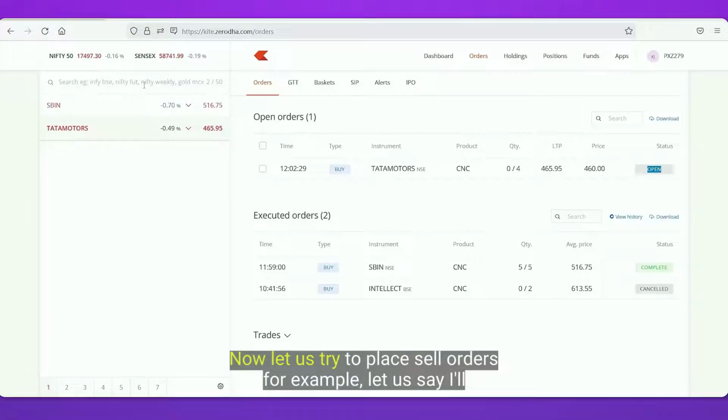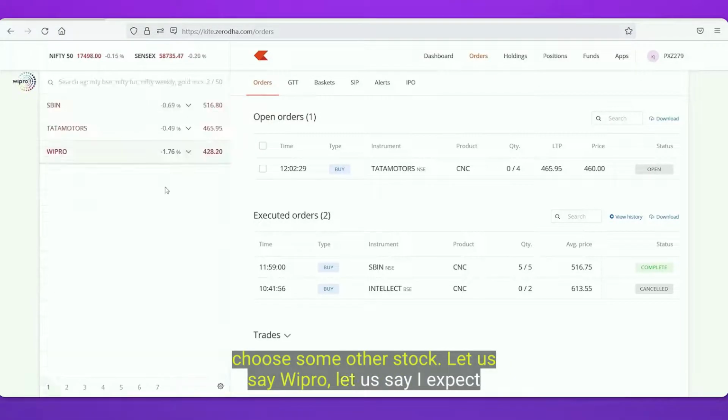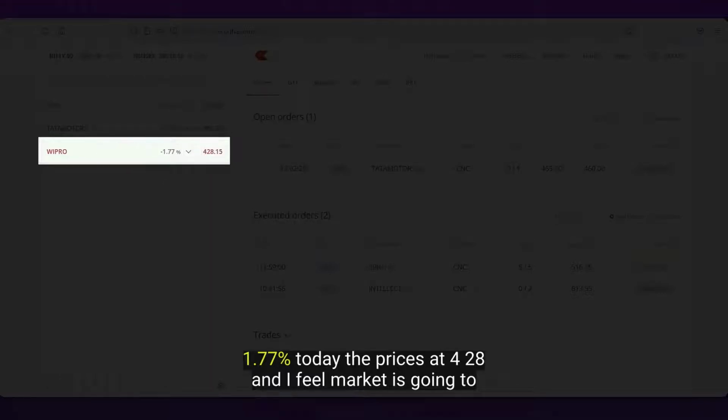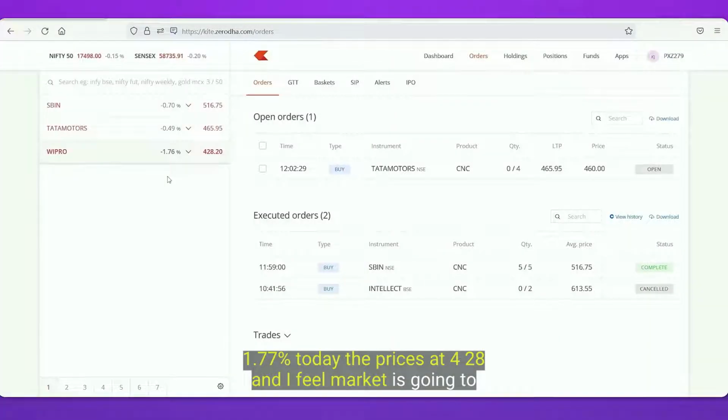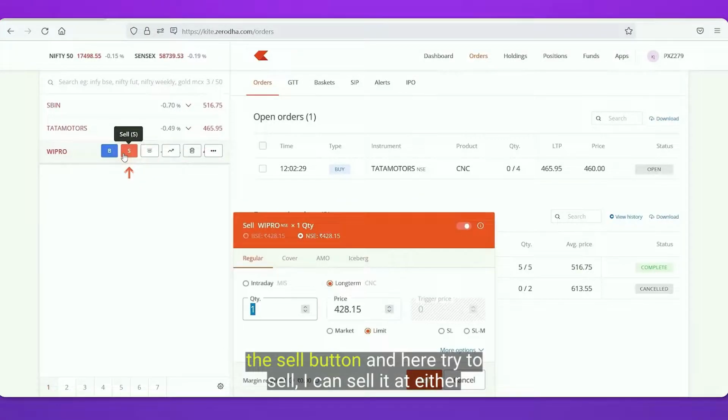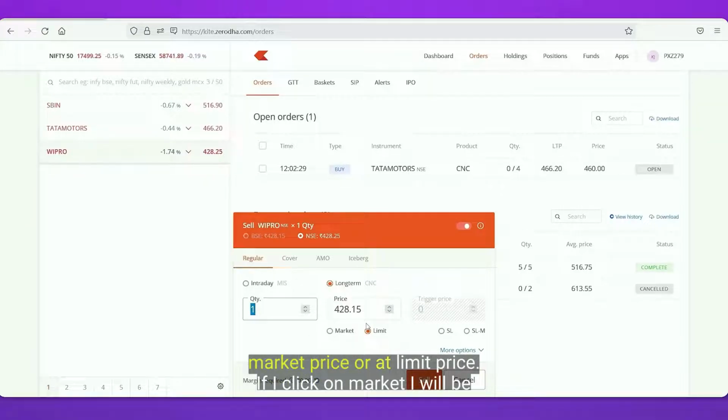Now let us try to place sell orders. For example, let us say I'll choose some other stock, let us say Wipro. Let us say I expect the market to fall down even more. Wipro has already fallen down by 1.77% today. The price is at 428 and I feel market is going to fall down even more from here. All I have to do is click on this sell button and here try to sell. I can sell it at either market price or at limit price.